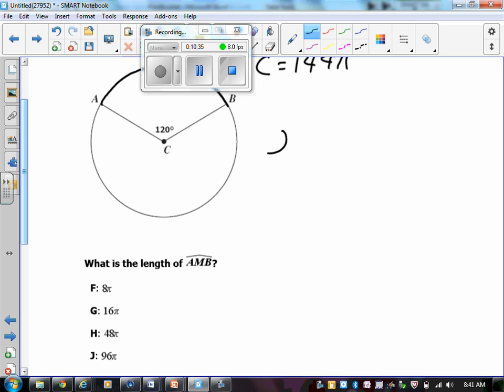So I'll just do, okay, I'm trying to find the length of AMB. L, and the circumference is already given to be 144 pi, and the degree measure is given to be 120 over 360. So the only thing you have to do is 144 times 120 and divide by 360. Don't multiply the pi out because pi is already in the choices that they gave you.